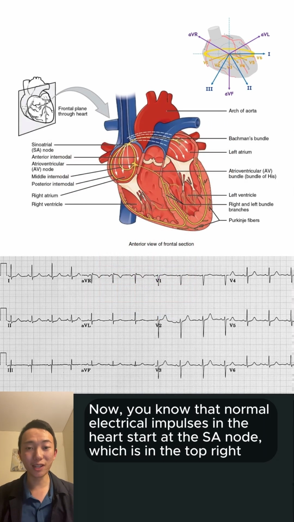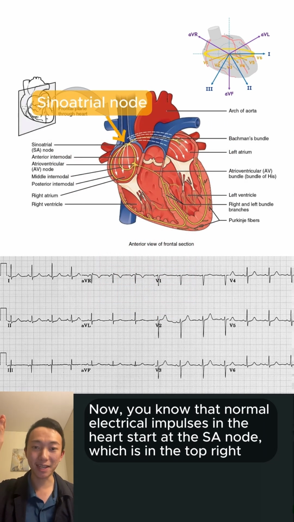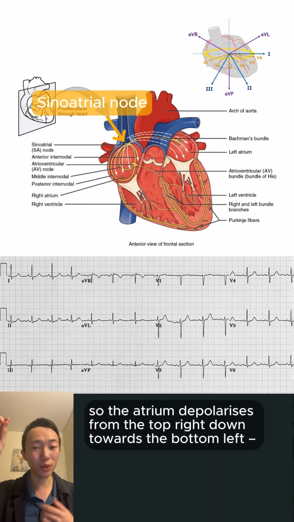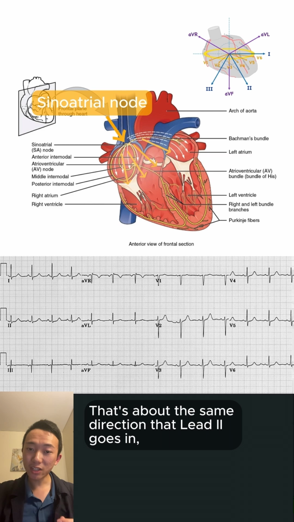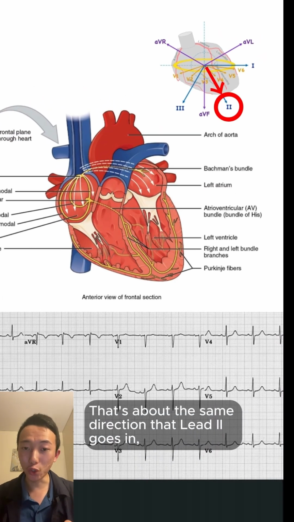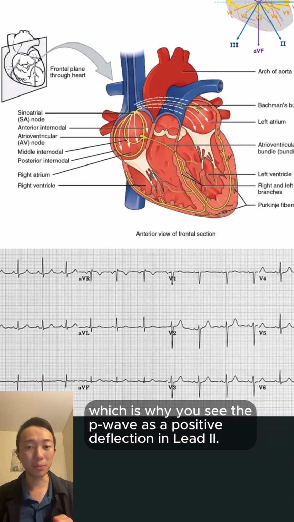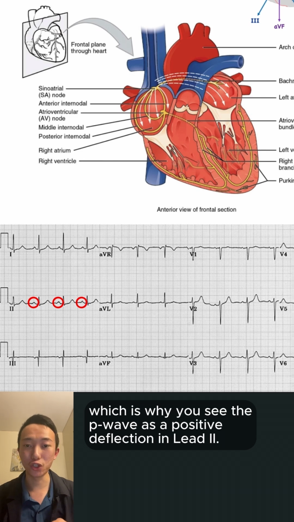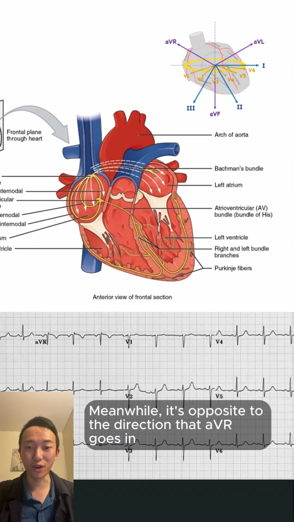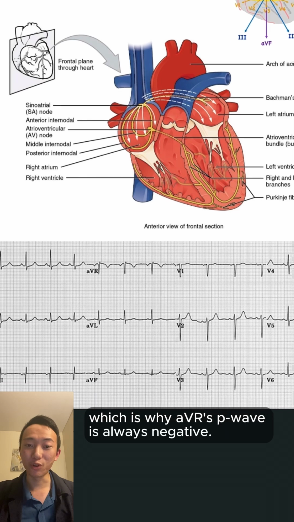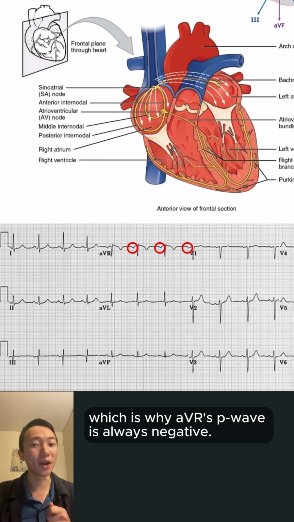Now, you know that normal electrical impulses in the heart start at the SA node, which is in the top right, so the atrium depolarizes from the top right down towards the bottom left. That's about the same direction that lead 2 goes in, which is why you see the P wave as a positive deflection in lead 2. Meanwhile, it's opposite to the direction that AVR goes in, which is why AVR's P wave is always negative.